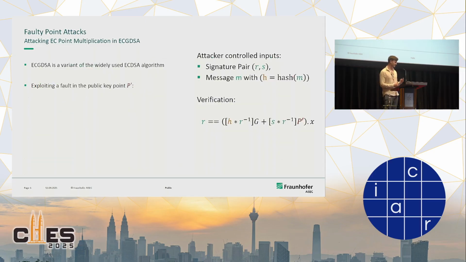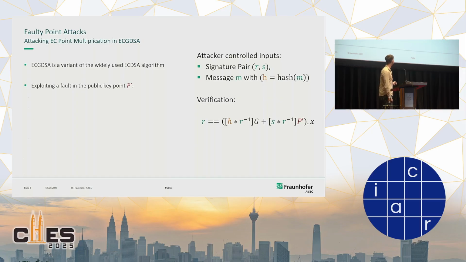Now, what does this actually get us if we try to attack a signature scheme? The signature scheme we are looking at now is called ECGDSA. This is a variation, a small one, of the ECDSA algorithm, which is a bit more common. And there's a small difference here that enables an attack. I will talk about the difference in a second. But let's first look at this algorithm now.